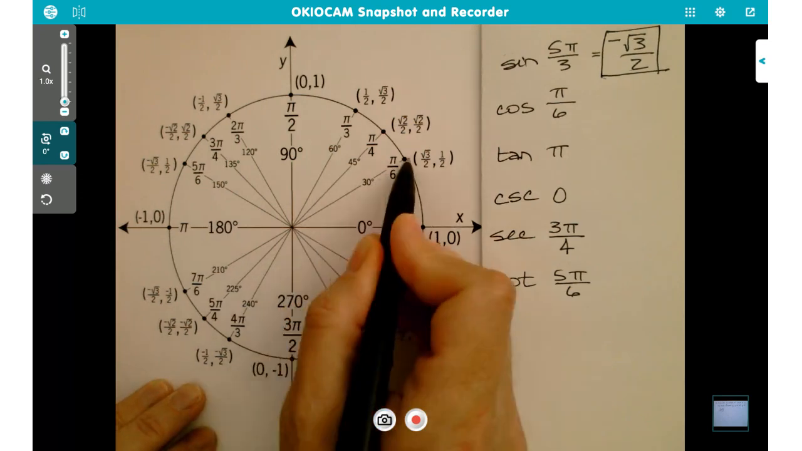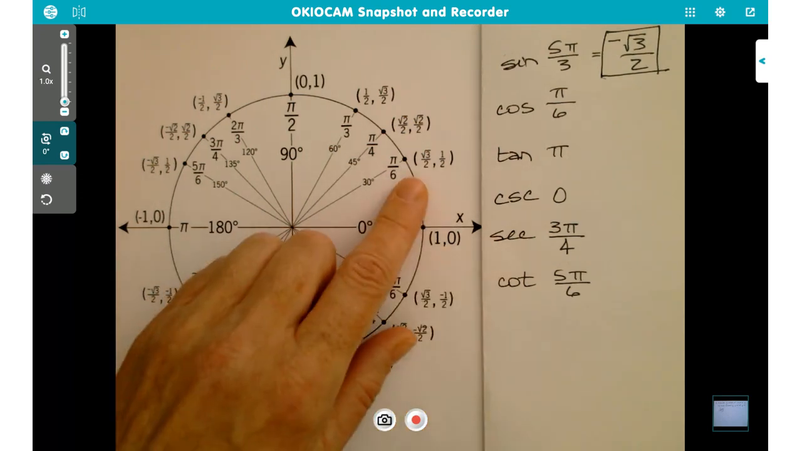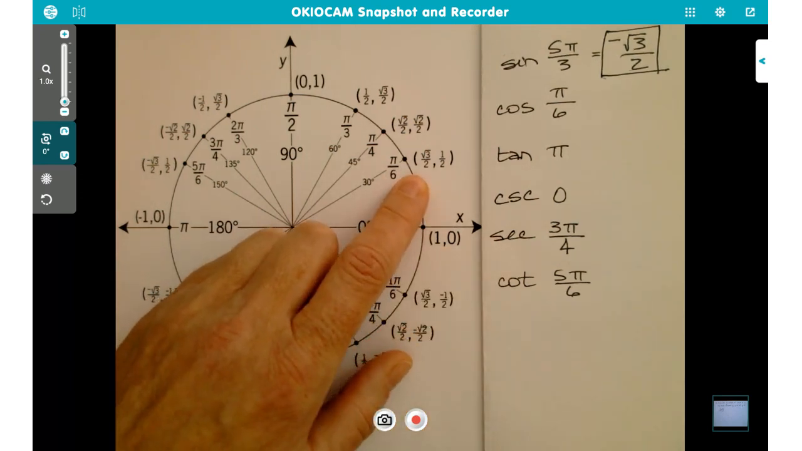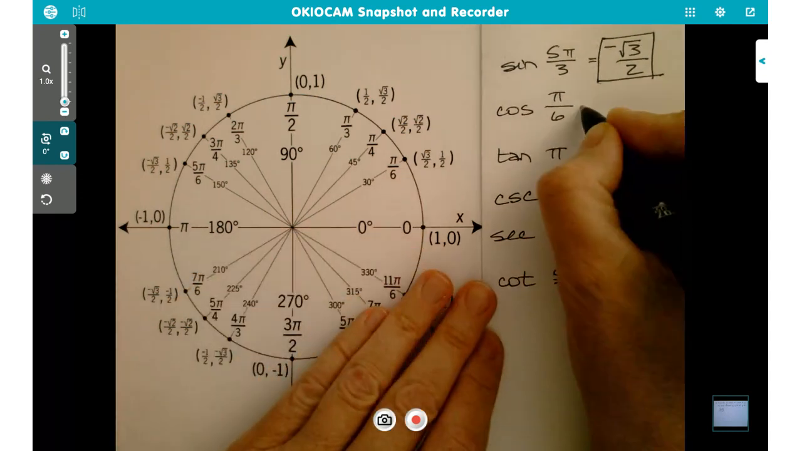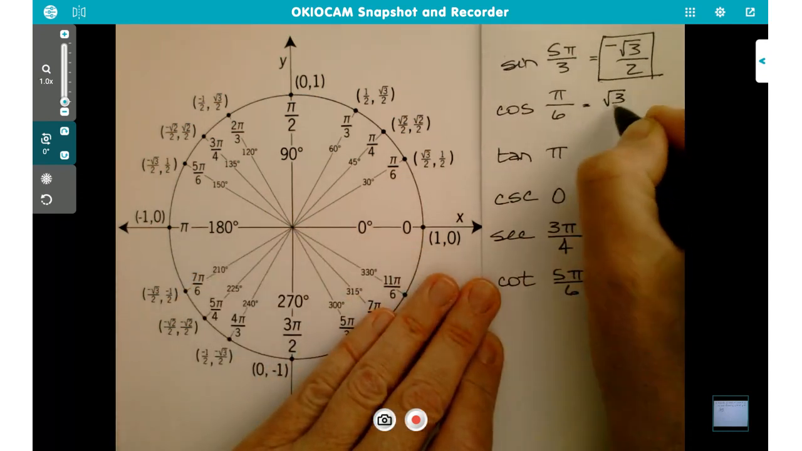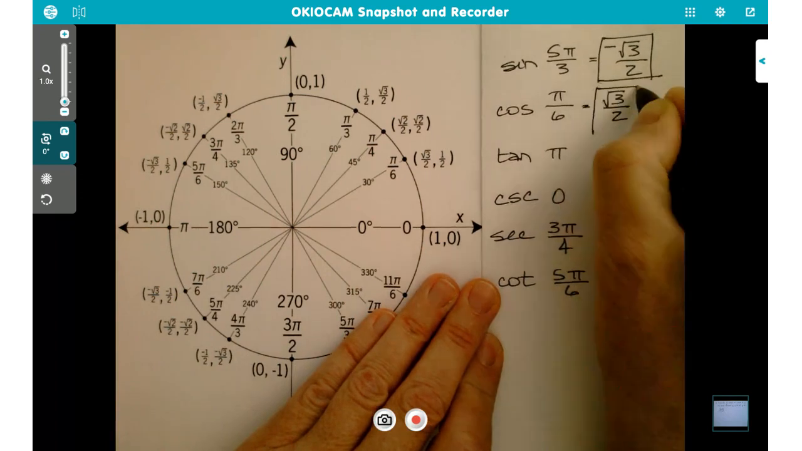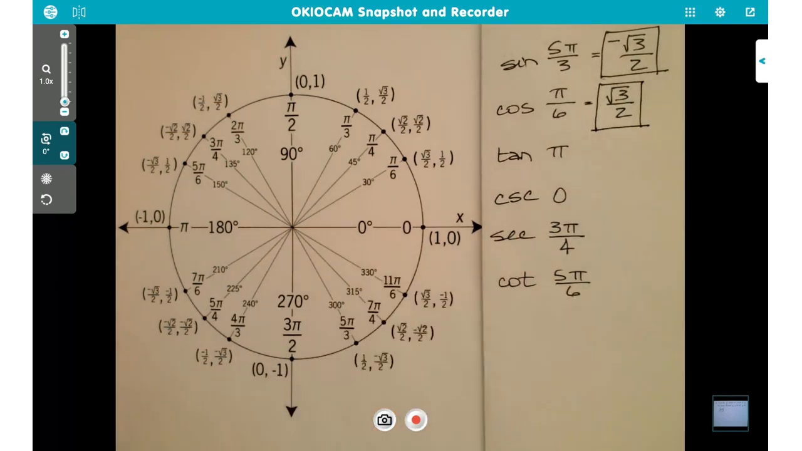It's in quadrant 1. Here's pi over 6. Cosine is the x value from my point. So root 3 over 2. Done. We have to work a little bit harder for the tangent.